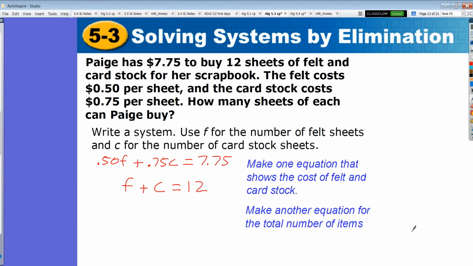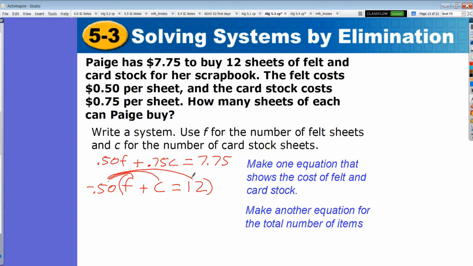Now what I'm going to do is take this bottom equation here, and I'm going to drop a bomb on that one. So I'm going to wrap this up in parentheses. Because I have a positive 0.50f right here, I want to make this one negative 0.50. So I'm going to multiply that by negative 0.50. So everything inside of the parentheses is going to get multiplied by negative 0.50.